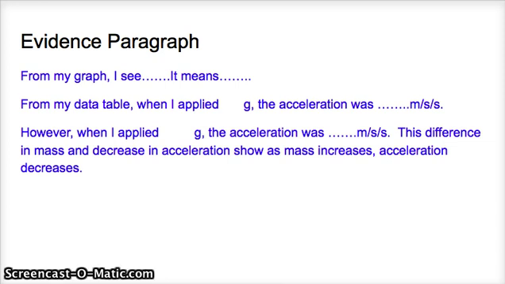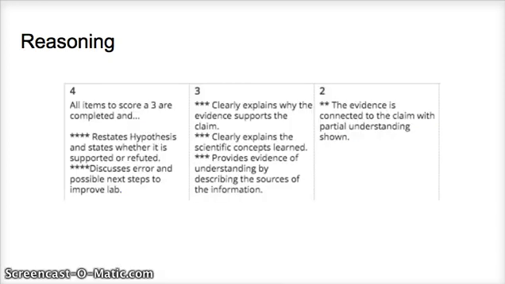Also, this last sentence: this difference in mass and decrease in acceleration show as mass increases, acceleration decreases, right? In reasoning, again, we're looking at the level, or to get a 3, you clearly explain why the evidence supports the claim, clearly explain the scientific concepts learned, and provide evidence of understanding by describing the sources of the information.